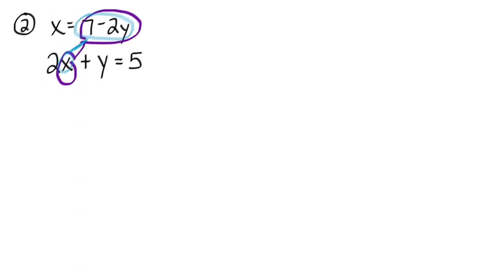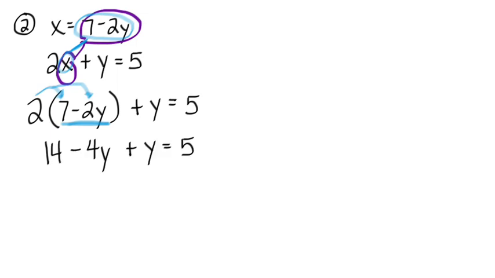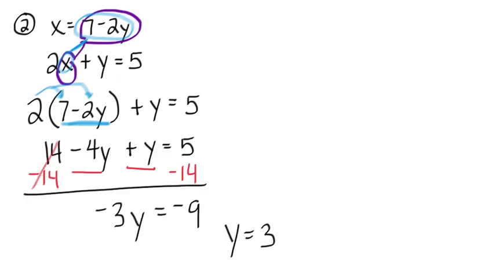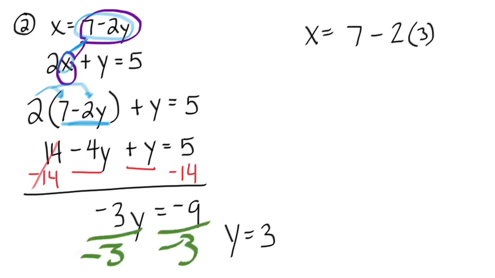So we're doing 2 times that x value, combining your like terms and isolating y, and you get 3. Now it's really simple. The first one says x equals 7 minus 2y. So you just plug in the y value and solve, and the shared solution would be 1, 3.